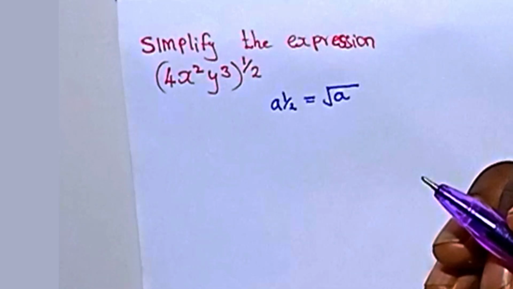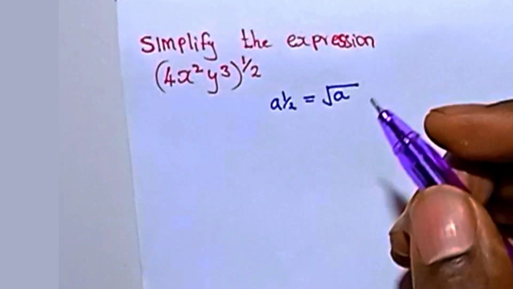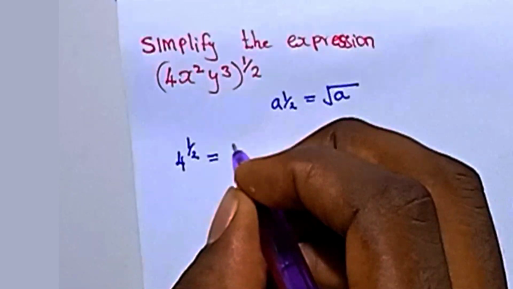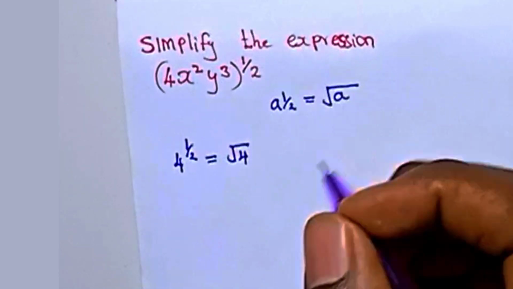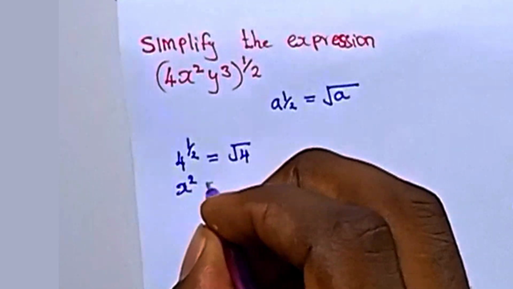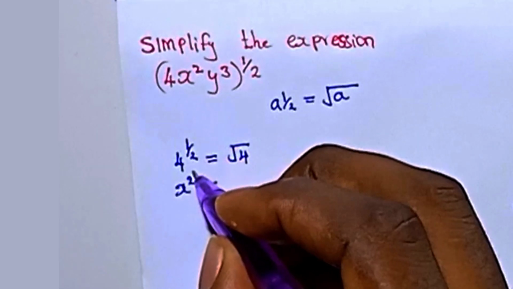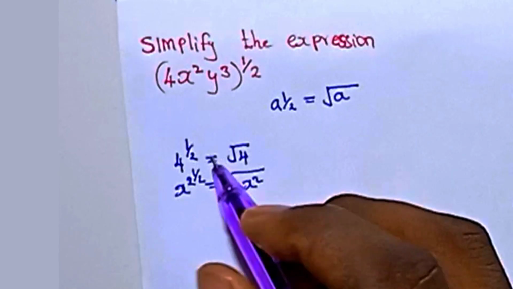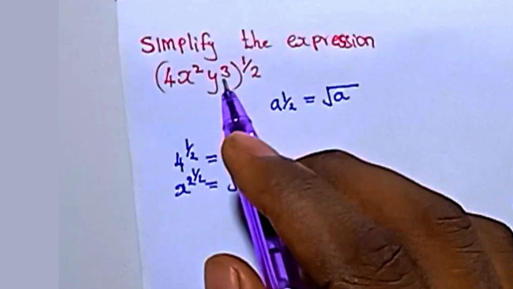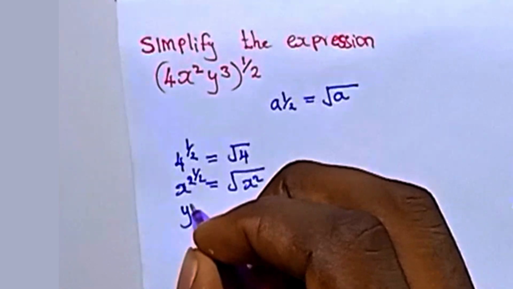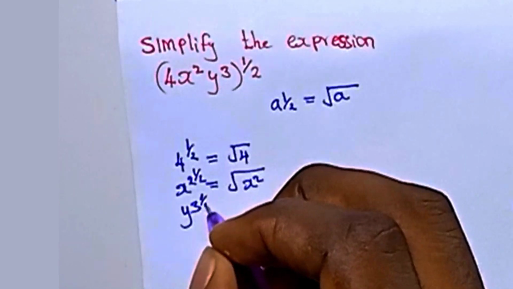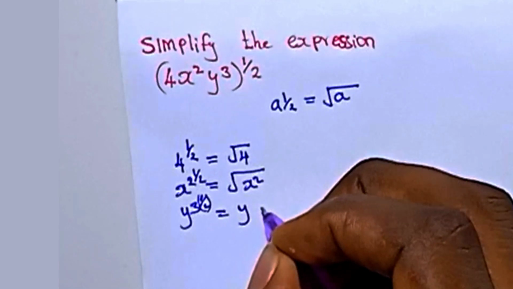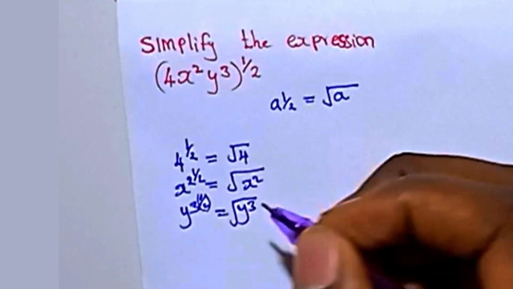We are going to rewrite this as, so this 4 is the same as 4 raised to a half, which is equal to the square root of 4. And this x squared raised to a half is the same as the square root of x squared. And the same for y cubed raised to a half, which is the same as the square root of y cubed.